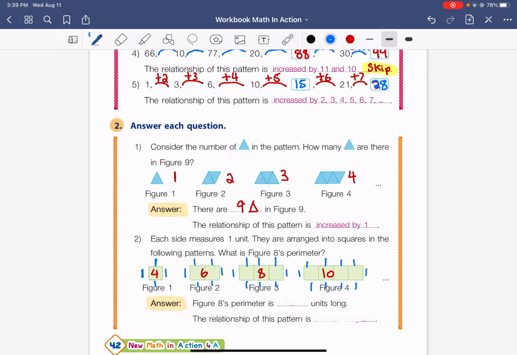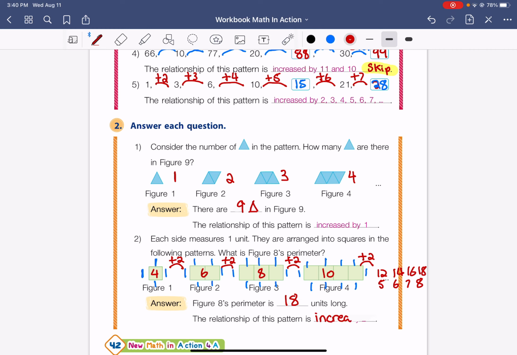So we're adding 2, right? Every 2. So 4, 6, 8, 10. I'm gonna write the next one. Number 5 would be 12. 6 would be 14. 7 would be 16. 8 would be 18. We're doing plus 2, plus 2, plus 2, plus 2. So figure 8's perimeter is 18 units long. The relationship of this pattern is increased by 2.